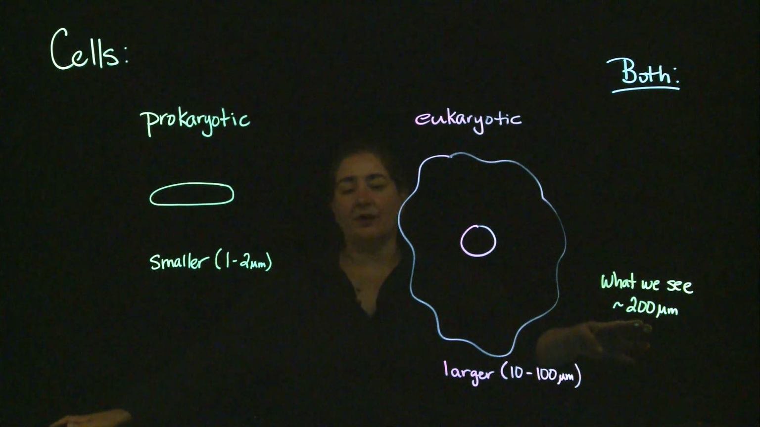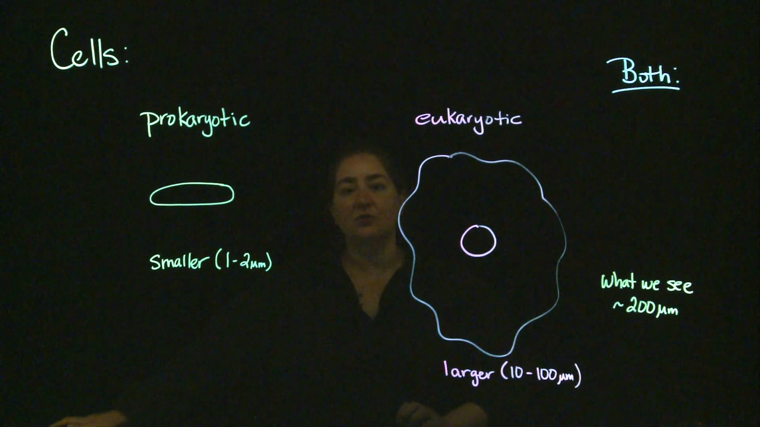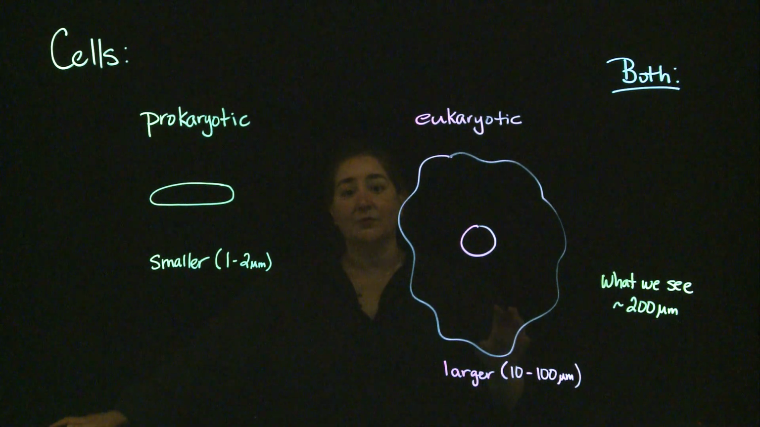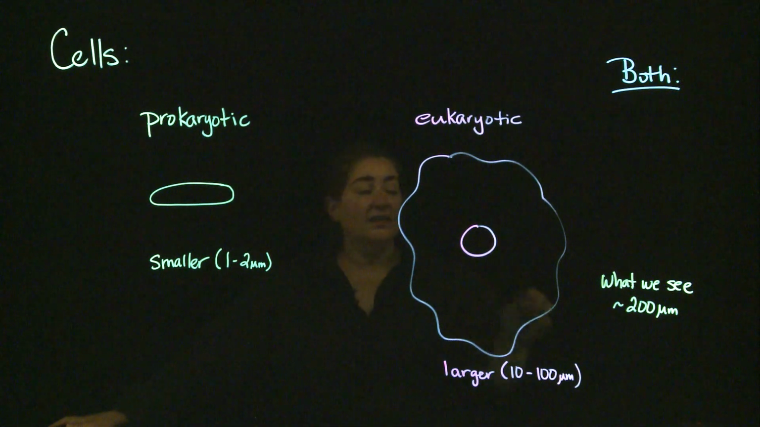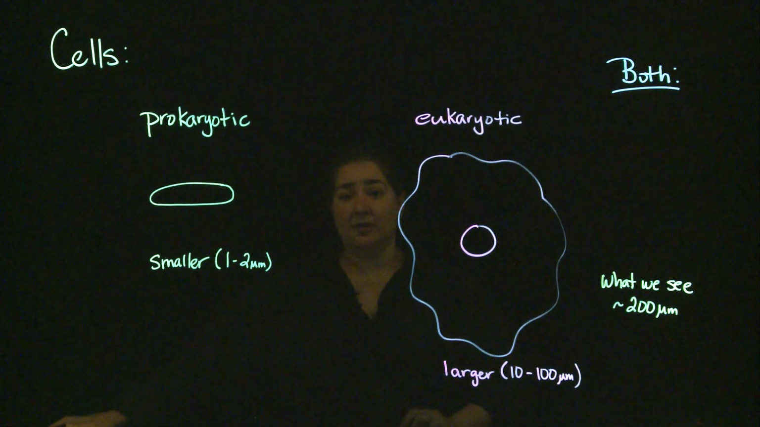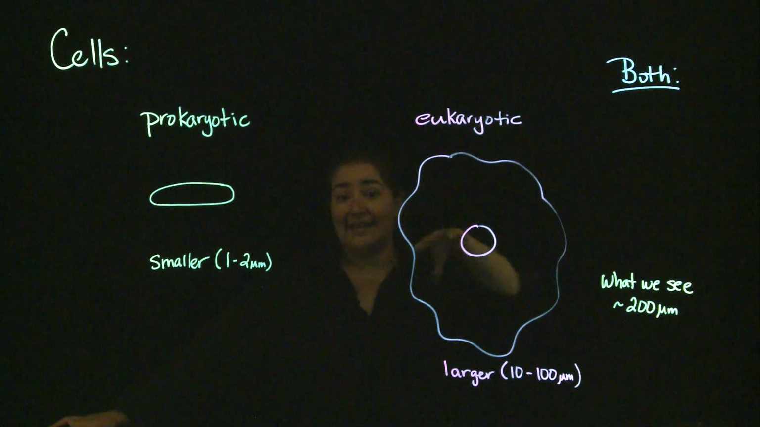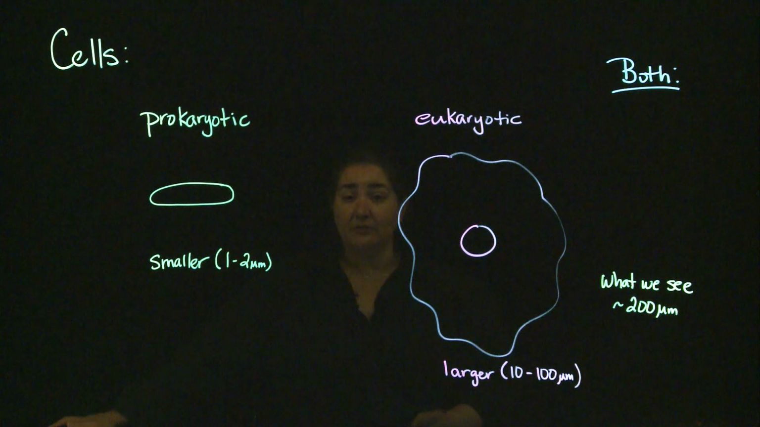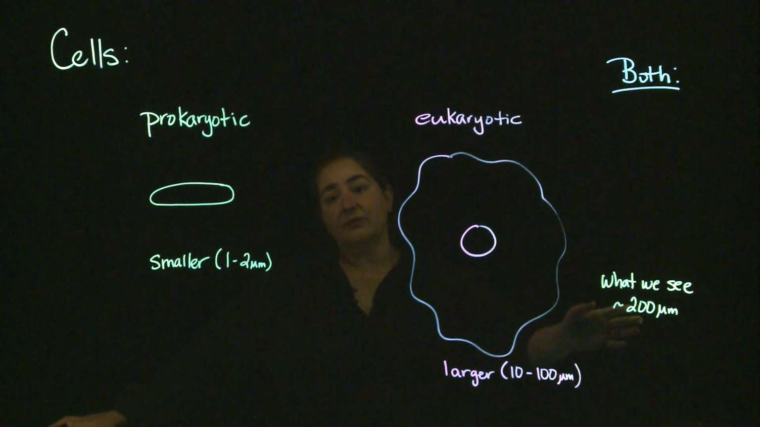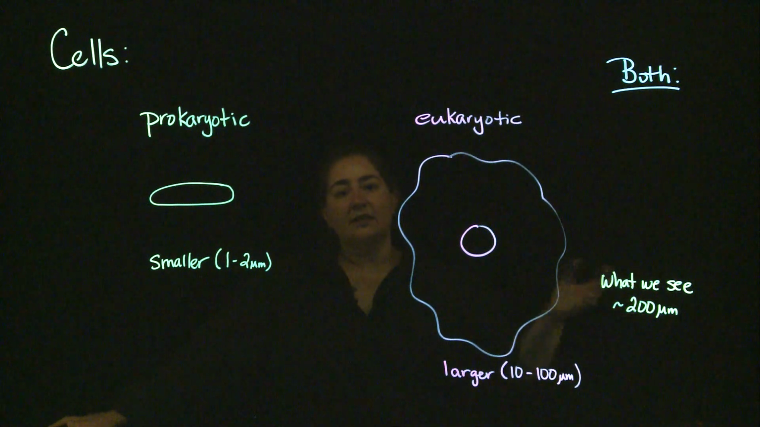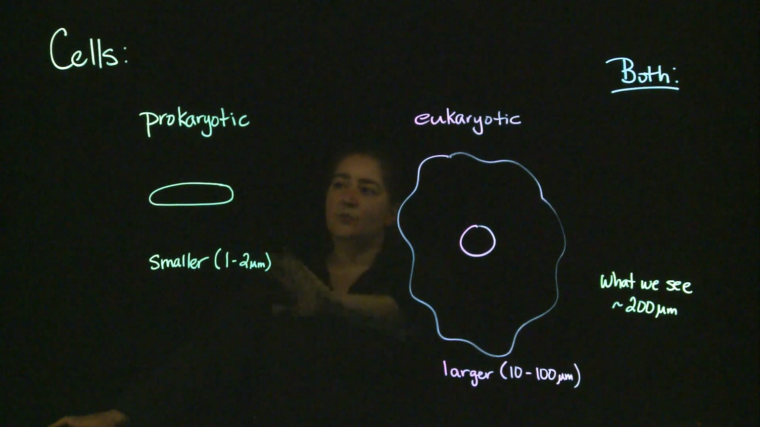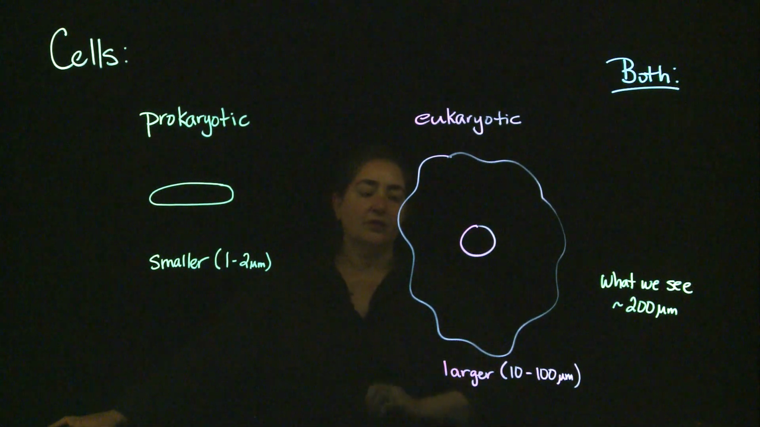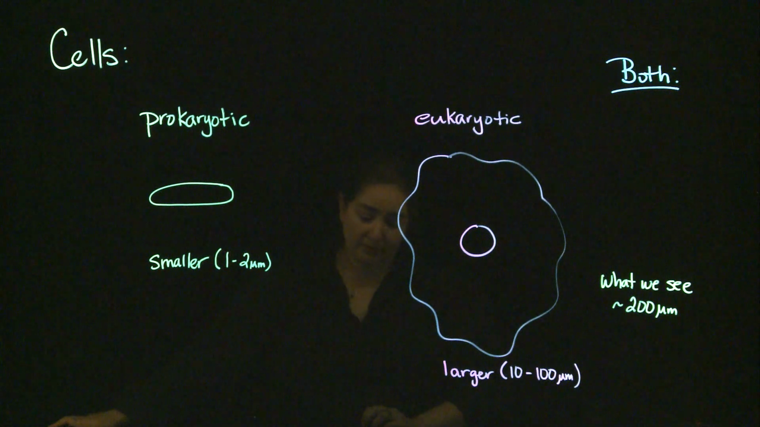And to give you a reference of what something that might be 200 micrometers would be, the diameter of a single human hair is roughly 200 micrometers. So if you're like me and you wake up in the morning, you can see that hair that you've lost overnight on your pillow. That's kind of the limit of what we can see by eye. If it's smaller than that, we're going to need help seeing it. Okay? So prokaryotic cells are smaller, eukaryotic cells are larger. All right?